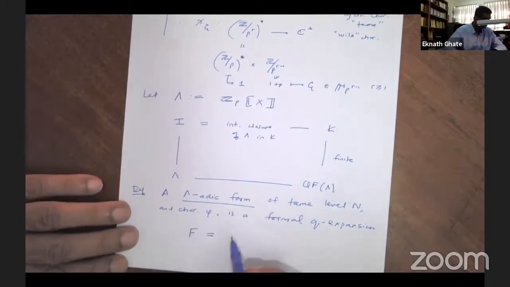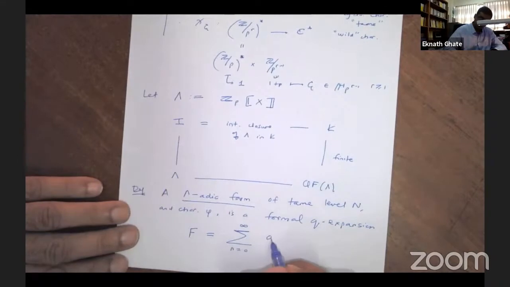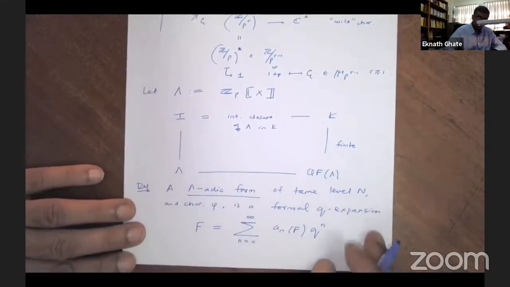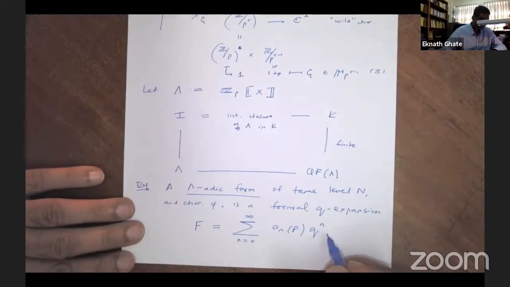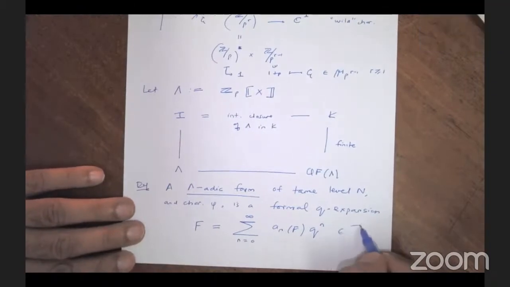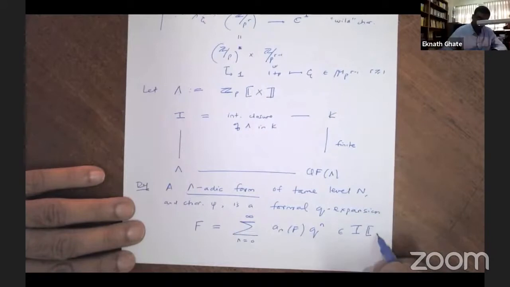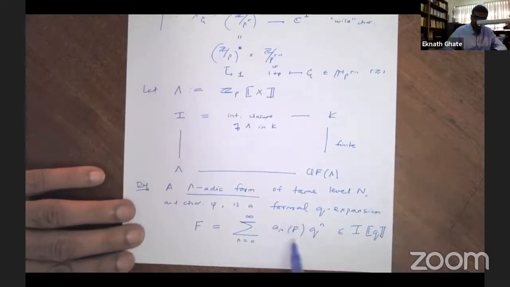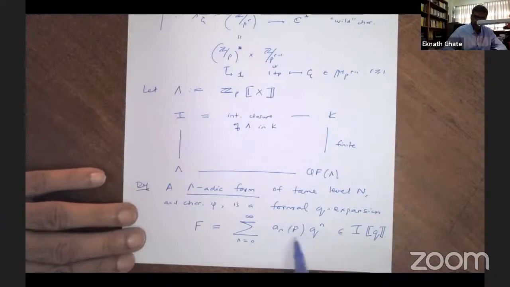This is p-adic stuff, so you cannot have holomorphicity, etc. So it's a formal q-expansion like this. But this time, the Fourier coefficients are not algebraic numbers, but they're power series. The a_n(F) are actually in I, okay?